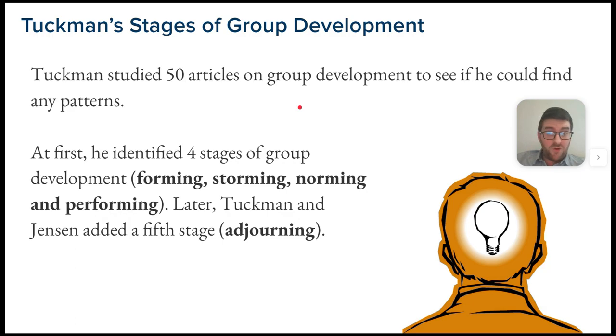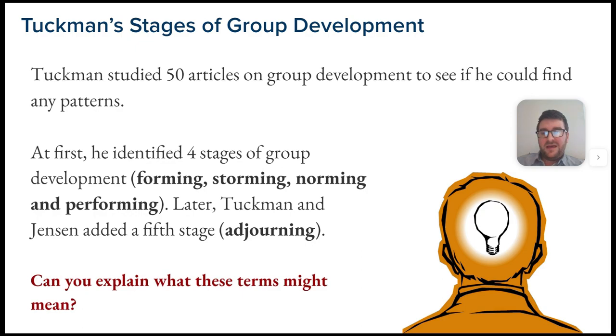Firstly, he identified 4 stages which all rhyme: forming, storming, norming, and performing. Later, Tuckman and Jensen, a psychologist he worked with, added a 5th stage, adjourning. And think about what they might mean before I go on to explain what they mean on the next slide. Some of them are quite clear from the names, others less so.